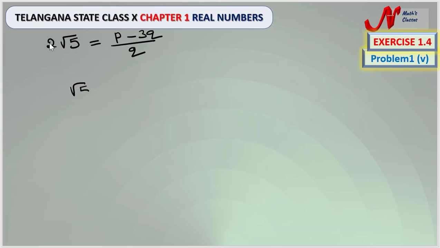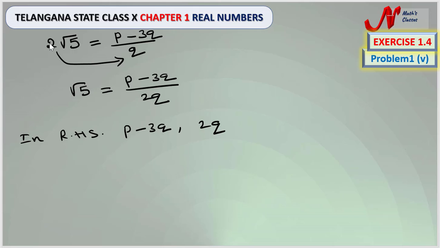So the above equation can be further simplified as (p - 3q)/2q. We transpose the 2 to the denominator of the RHS. So we can write root 5 is equal to (p - 3q)/2q. In the RHS, p - 3q and 2q are co-primes because they do not have any common factor other than 1.